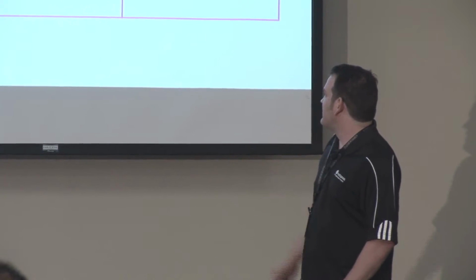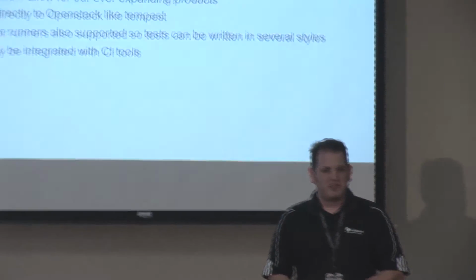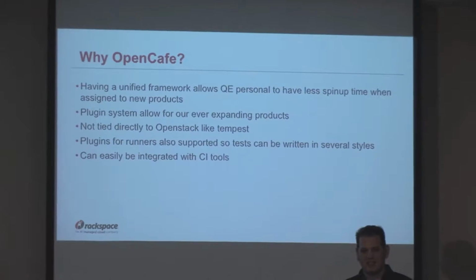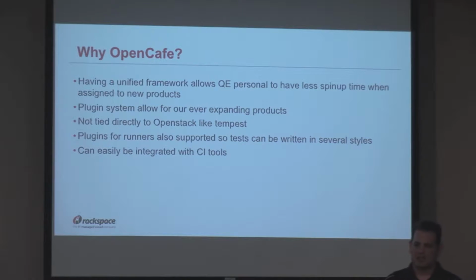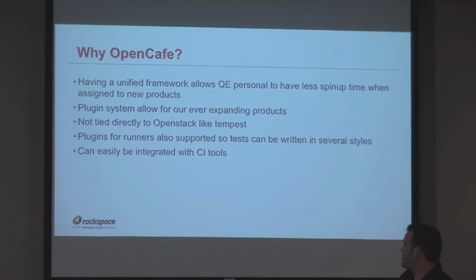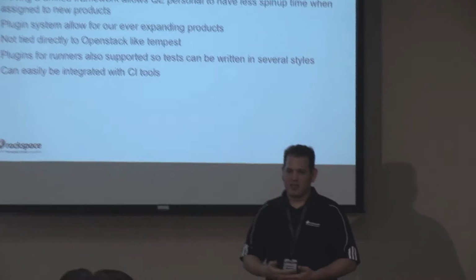Next slide. Okay, so what's the main reason we switched? Flexibility, as well as having everyone on one framework, allows us to take a QE person from servers and put them in files, and they instantly spin up. They're like, oh, you're still using models? That's exactly how we do it over there. And so the flexibility with the plugins. I wanted to reiterate that it's not tied to OpenStack. So if you want to do large integration testing of your cloud with billing with some other system that's not related to OpenStack, it's easily done.